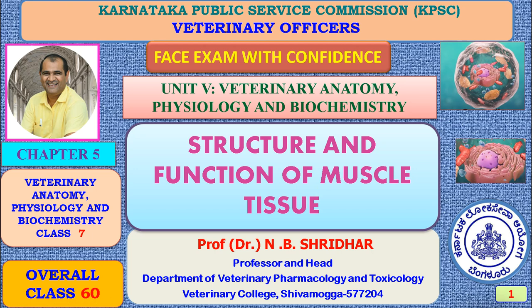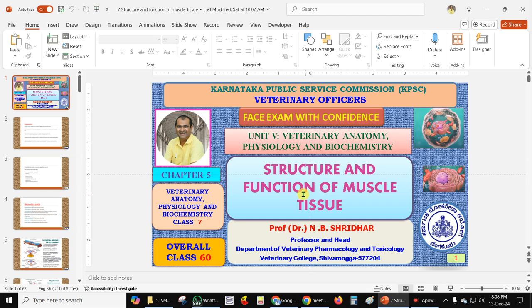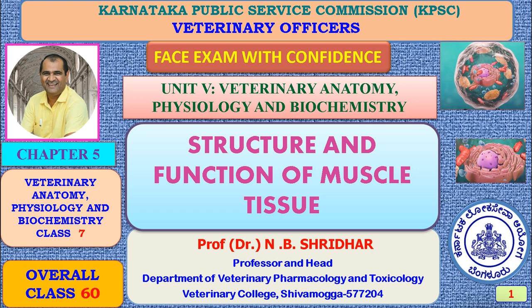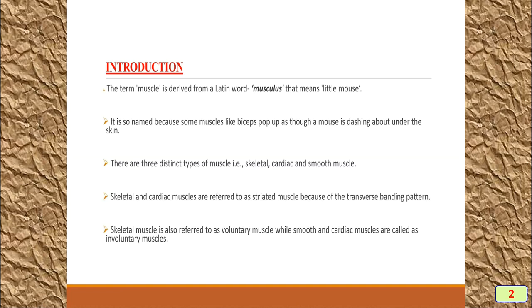Today we'll learn something about the structure and functions of the muscle tissue. And everyone knows that muscle tissue is also one of the important tissues of the body. And we need to learn this in class 7 of veterinary anatomy, physiology and biochemistry.